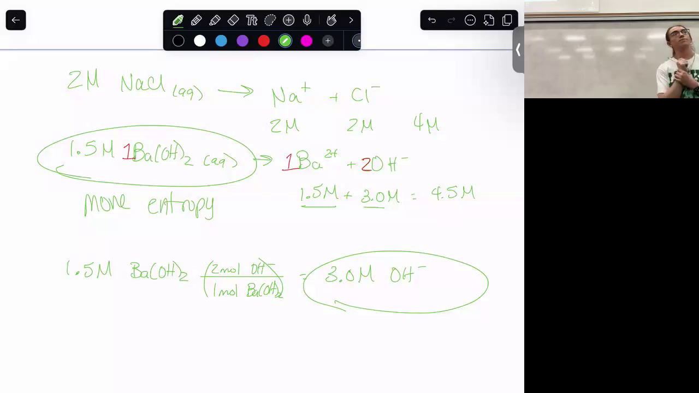Could you tell that by seeing that it has more bonds, or you still have to calculate? Like, could you tell something is more disordered because it has more bonds?